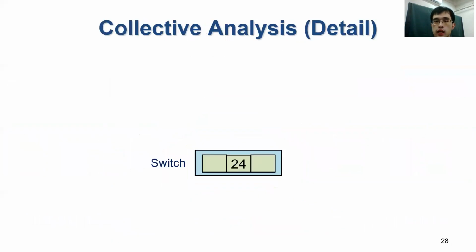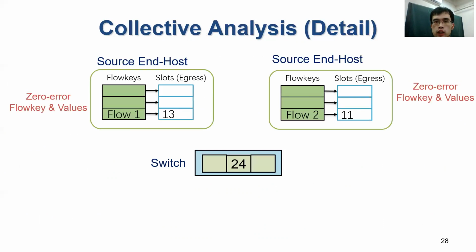Here we present an example. In this example, we consider a switch slot with value 24. This value must be contributed by multiple flows. Fortunately, we have recorded flow keys and flow values with zero error at each end host, and we also record the switch index for each flow. So we can find which flows are actually mapped to this slot.